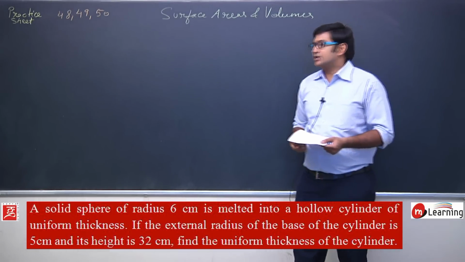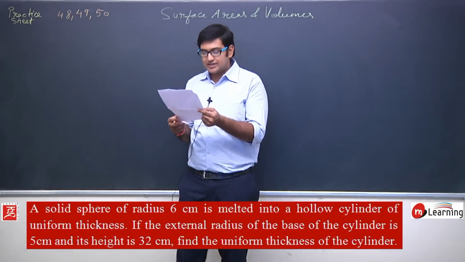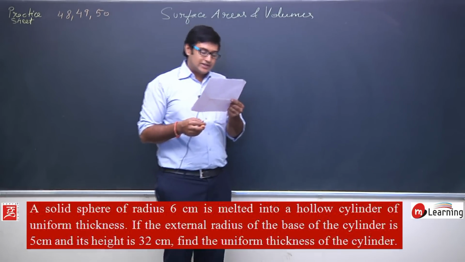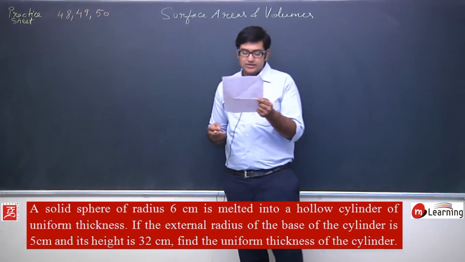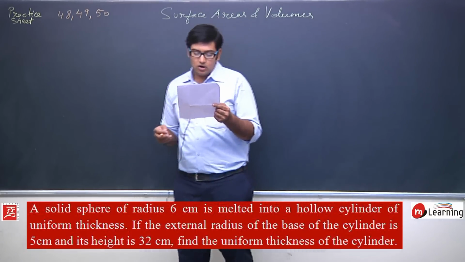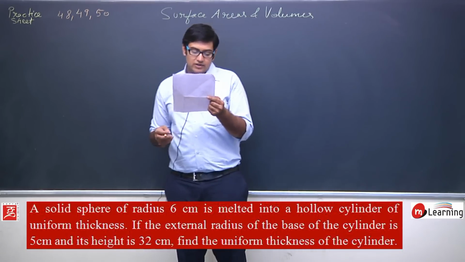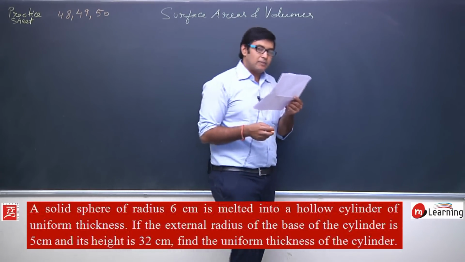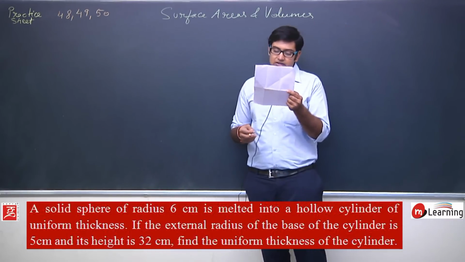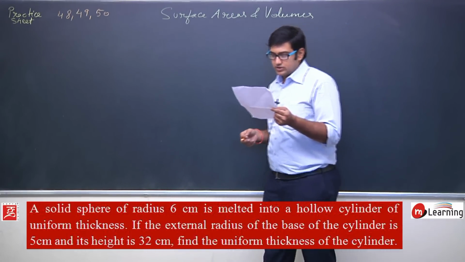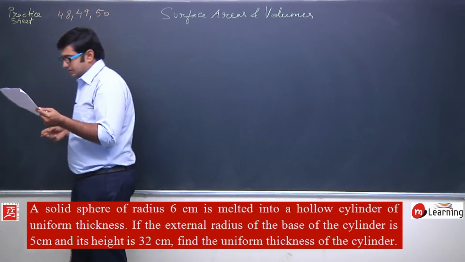Okay, so let us now discuss question number 48. We have discussed up to question number 47. Question 48 says a solid sphere of radius 6 centimeter is melted into a hollow cylinder of uniform thickness. If the external radius of the base of the cylinder is 5 centimeters and its height is 32 centimeters, find the uniform thickness of the cylinder.